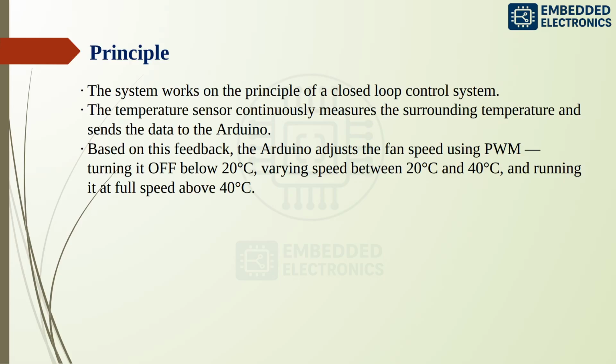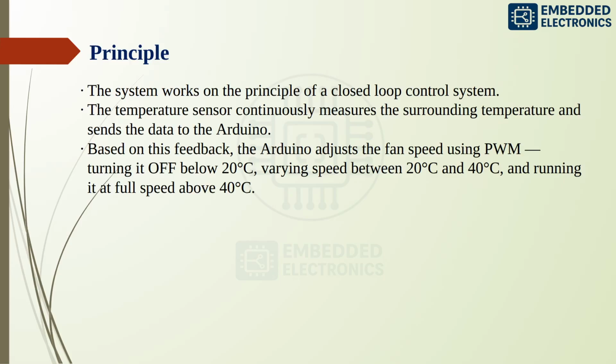If the temperature changes again, the sensor sends the new temperature value to the Arduino, and the Arduino adjusts the fan speed again. So the system is continuously checking the temperature and automatically correcting the fan speed. Because the output, meaning the temperature, is continuously monitored and used as feedback, the system works as a closed loop control system. So a closed loop system uses feedback from the output and automatically adjusts itself, and it is more accurate and efficient.